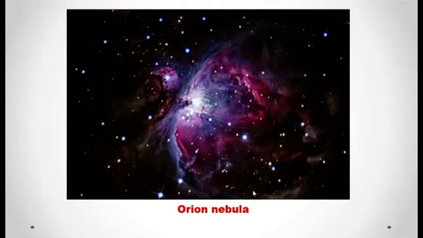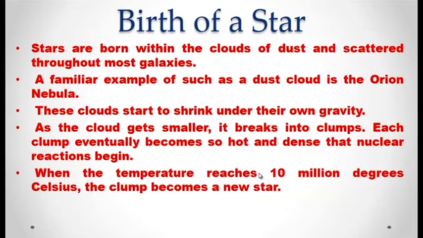Now let's come to the birth of a star. For the birth of a star, the Orion Nebula is an important example. This is the picture of the Orion Nebula taken by a spacecraft sent by NASA. Stars are born within clouds of dust scattered throughout most galaxies. Hydrogen is the main element for the formation of stars. Those hydrogen atoms present in the form of dust produce a star in the universe.